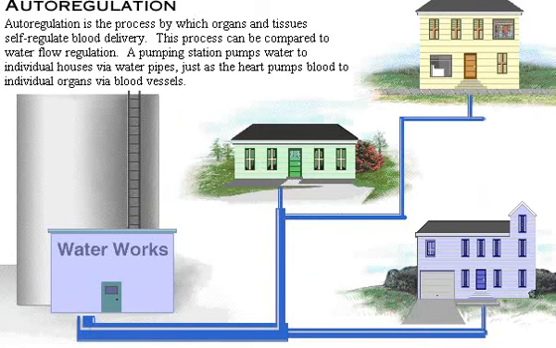Autoregulation is the process by which the various organs and tissues of the body self-regulate their blood delivery. This process can be compared to water flow regulation from a local water system. A pumping station pumps water to individual houses via water pipes, just as the heart pumps blood to individual organs via blood vessels.